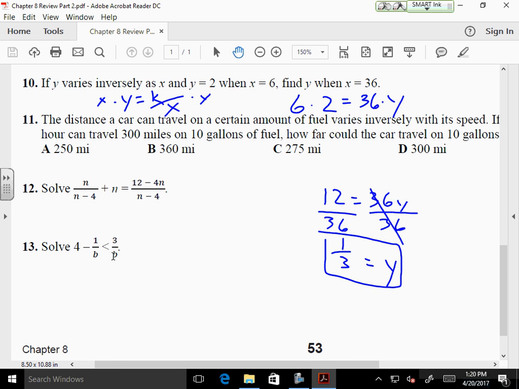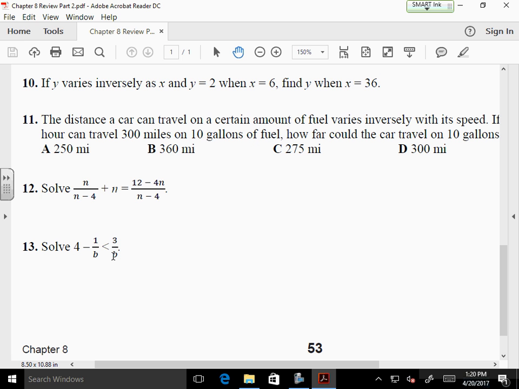Number 12. The quickest way to do a problem, well, in this one it's a little bit different. Since we have a common denominator, that would be fine. So we just subtract n over n minus 4 from both sides.